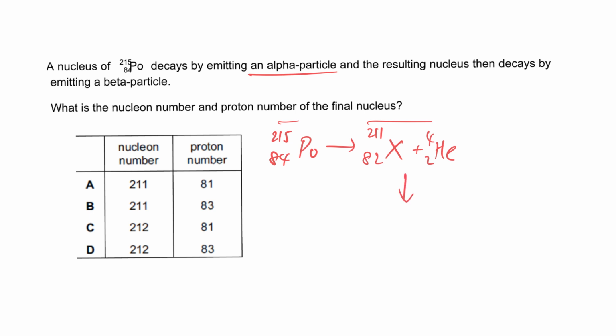Then after that, you will undergo another beta emission. Let it be Y here, and that's a beta, an electron, 0, minus 1, so no change to the mass number, 211, and there will be an increase in the proton number, 83. So B will be the answer, 211 and 83. All right, I hope with this video you are clearer on how to find the composition of the resulting nucleus.